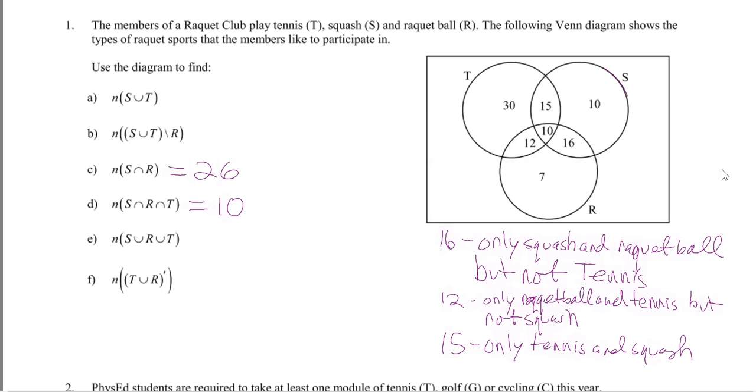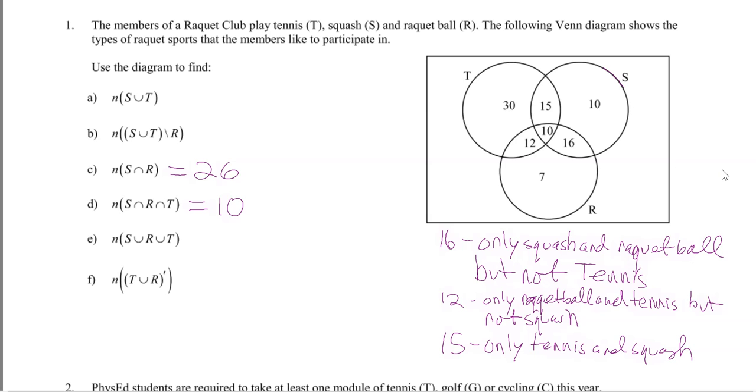And if we say only tennis and squash, that implies but not racquetball, right? You're saying only tennis and squash, right? That's this guy. If you say tennis and squash, that's these two, right? So tennis and squash is the 15 plus the 10. Okay. Only tennis and squash is the 15. Only racquetball and tennis. Only squash and racquetball. If we're talking racquetball and tennis, then we're talking 22. Right? We include those that are in racquetball or tennis or both.